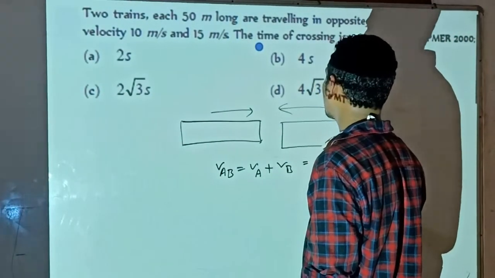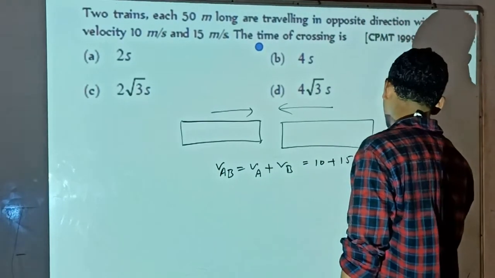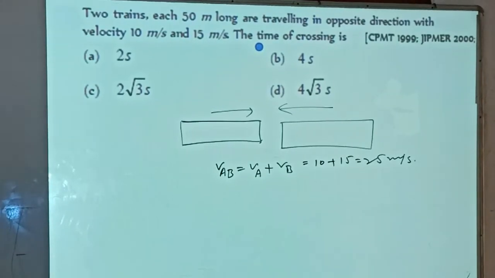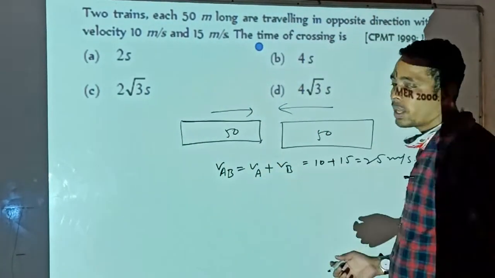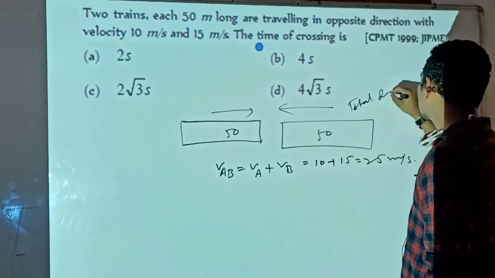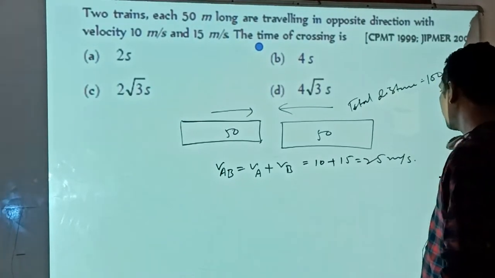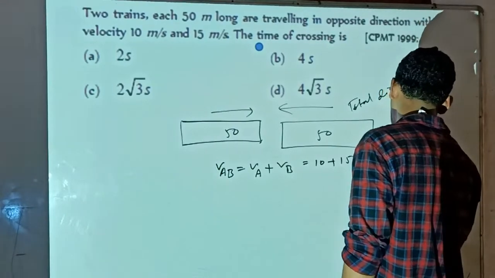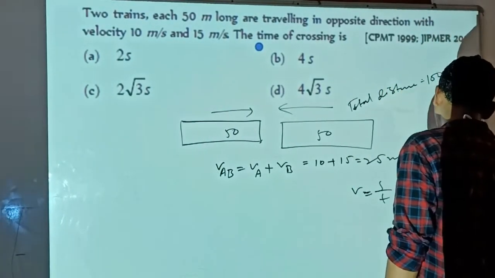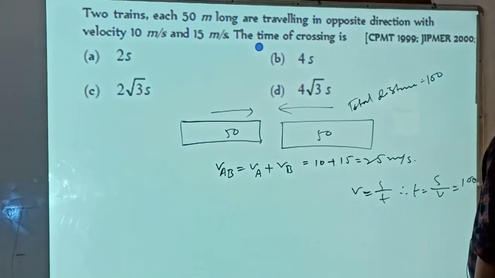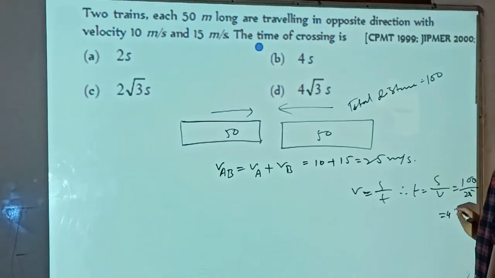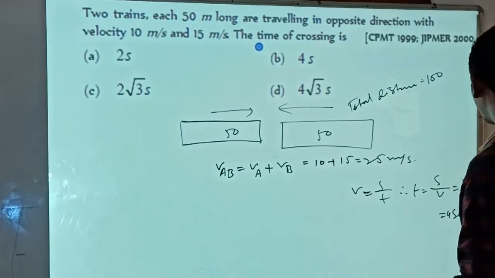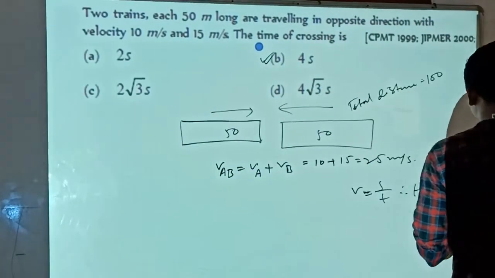So what is the relative velocity? The two velocities are given, so we add them: 10 plus 15 is 25 meter per second. The length of each train is 50 meter, so the total distance to travel is 50 plus 50, equal to 100. Since v is equal to s by t, t is equal to s divided by v. The value of s is 100 and v is 25, so 100 by 25 is 4 seconds. So option B, 4 seconds, is your correct answer.